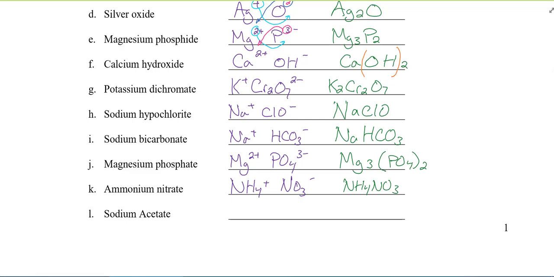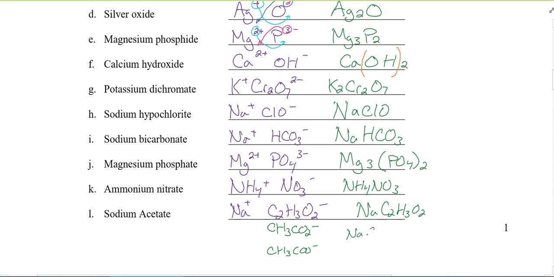Sodium acetate. Sodium would be Na, acetate C2H3O2-, sodium's +. And so we get NaC2H3O2. Now, if you wrote acetate as CH3CO2- or CH3COO-, either one's fine. You can write NaCH3CO2, NaCH3COO. I'm happy either way.